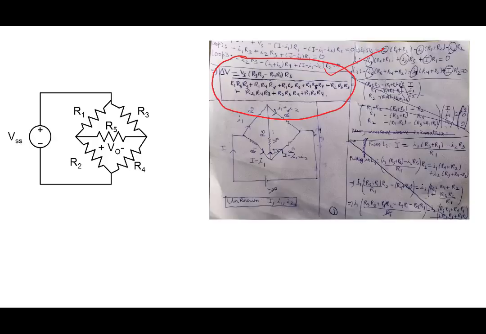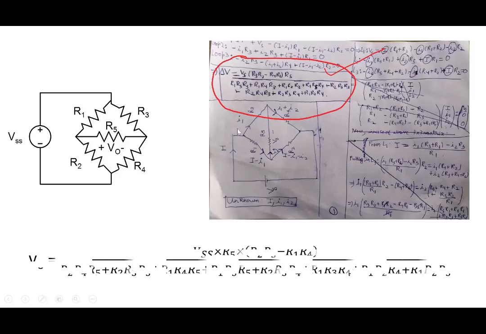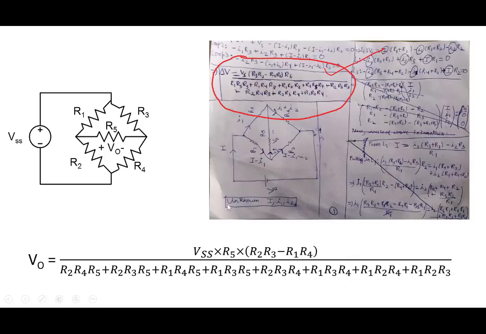Basically, he followed a mesh method, obtained three equations that you see here in terms of I1 and I2 and all that, and then manipulated it to get the answer. So let me write the answer out here. Okay, so V0 is this big expression that you see here, right?